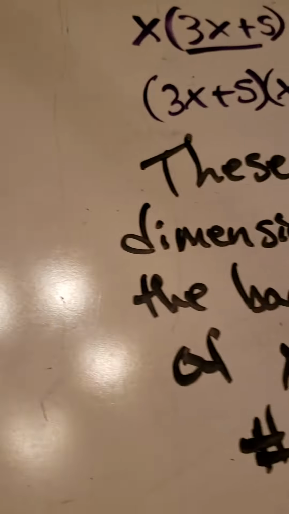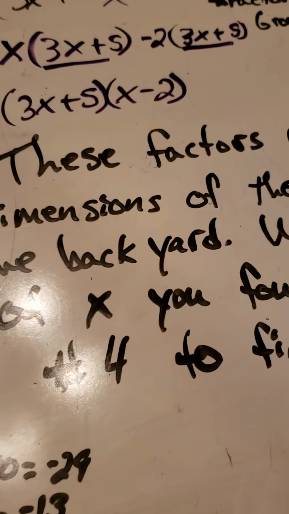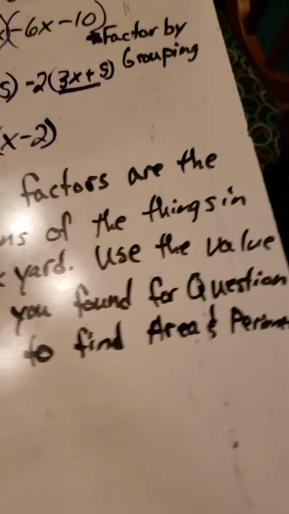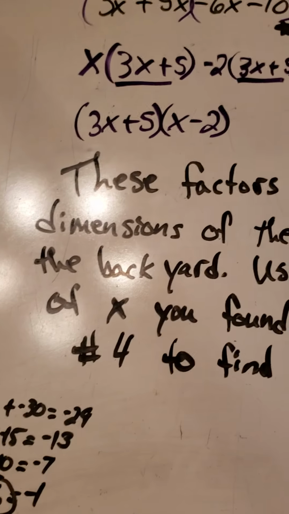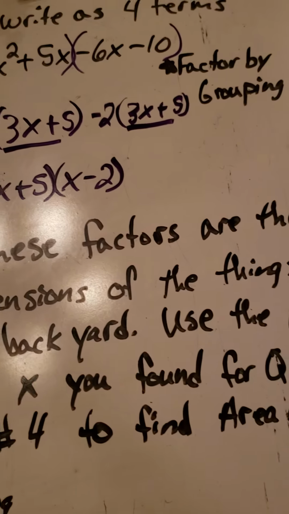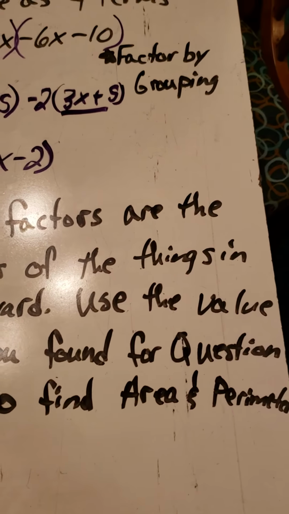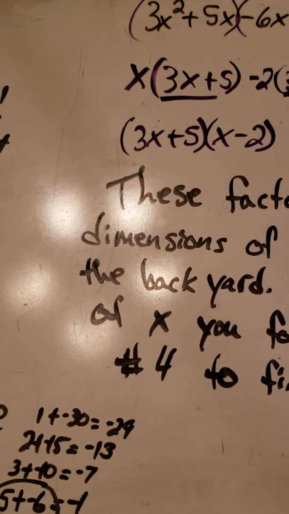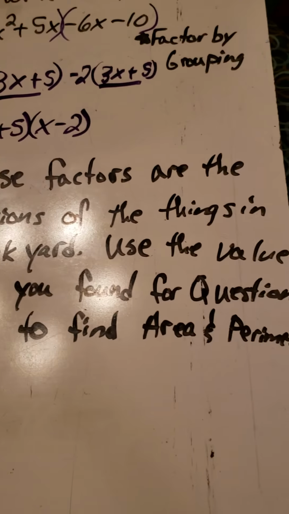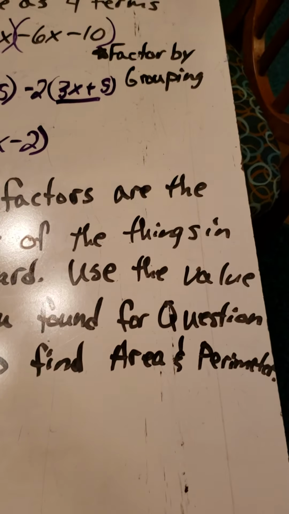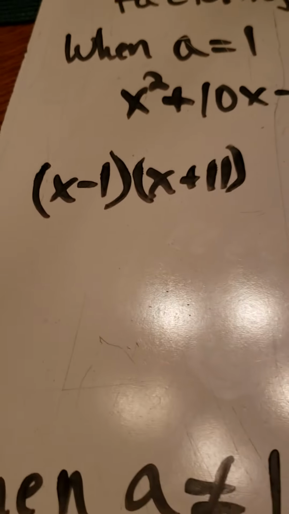These factors are the dimensions of the things in the backyard. So you could use one as length and one as width, and then you use the value that you found for x, which should be different for house 1 and house 2, to answer the area and perimeter questions. But these are the dimensions.